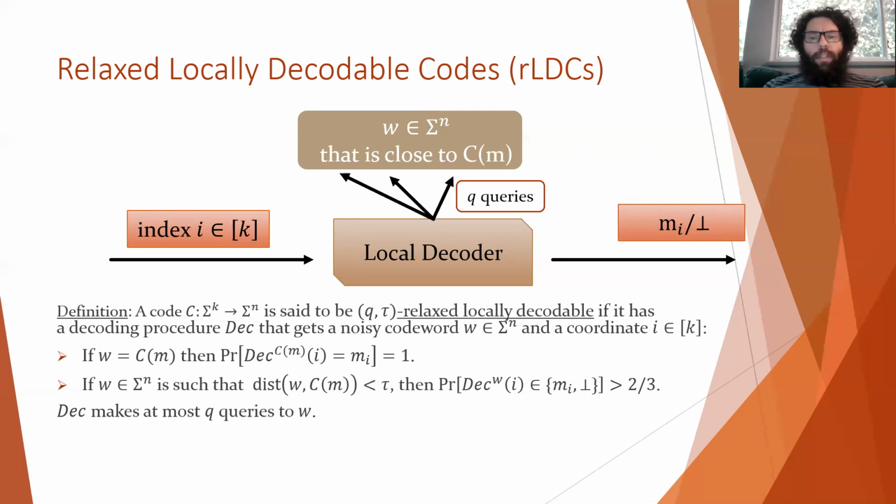Although here I make a distinction between coordinates of the message and coordinates of a codeword, I really think of the encoding as being a systematic encoding. Namely, the first k bits of the codeword really contain the message. So the local decoding procedure should correctly decode the first k bits of the codeword. These k bits correspond to the message. That's our definition of relaxed locally decodable codes.